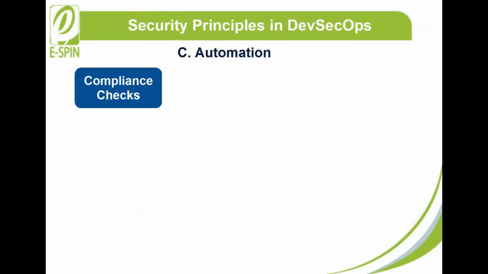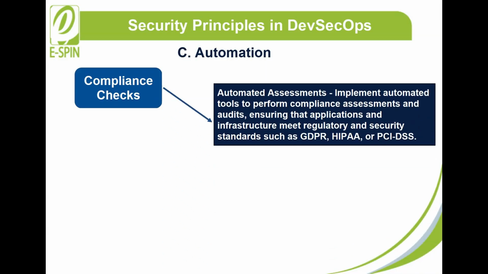Compliance checks is the last component of automation. It divides into automated assessments, continuous validation, and an example. Automated assessments implement automated tools to perform compliance assessments and audits, ensuring that applications and infrastructure meet regulatory and security standards such as GDPR, HIPAA, or PCI DSS.